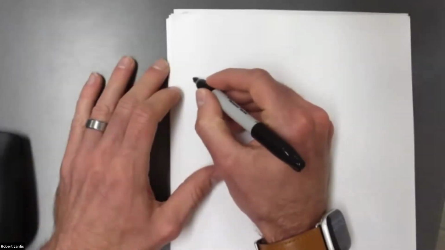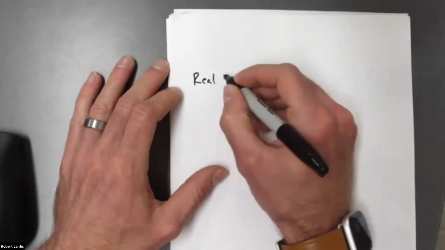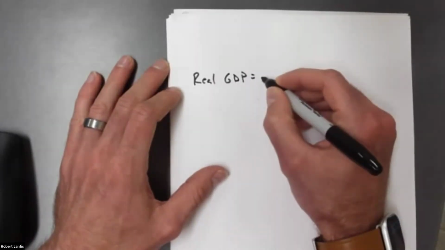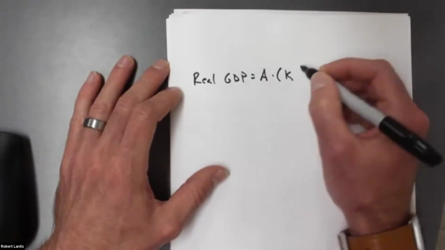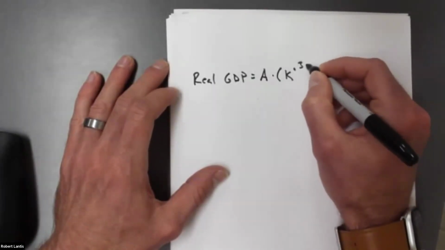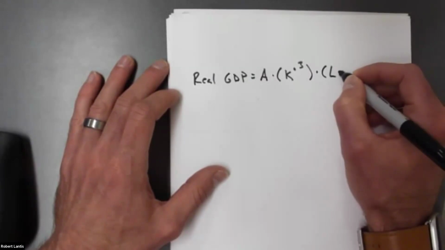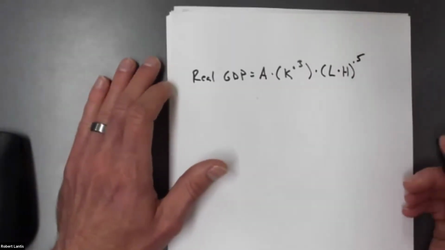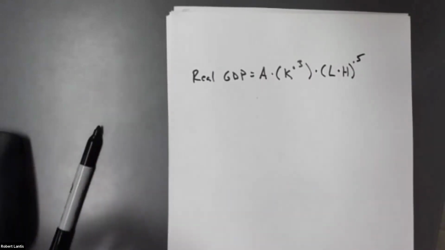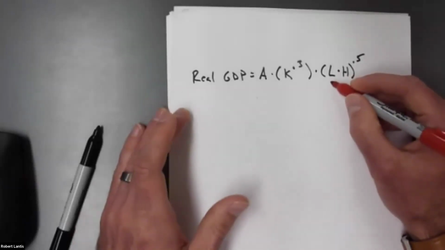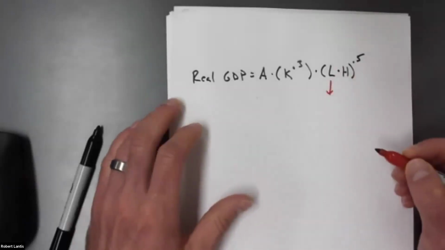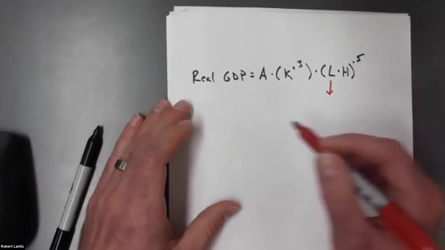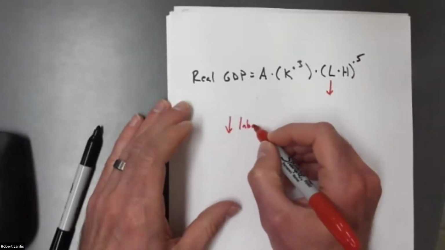So if I want to use this total factor productivity, this real GDP function, I've got total factor productivity times K to the, we'll keep using the same values, times L times H now to the 0.5. Right? What happens? So in the US currently, the birth rate is below 2. So over time, what's going to happen to the number of workers we have? It's going to decrease. Or what else could decrease labor or the number of workers that we have?